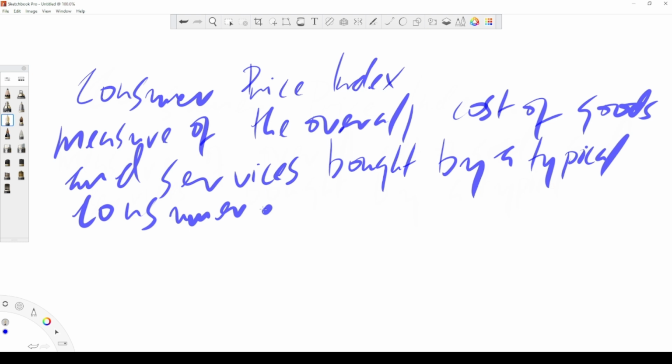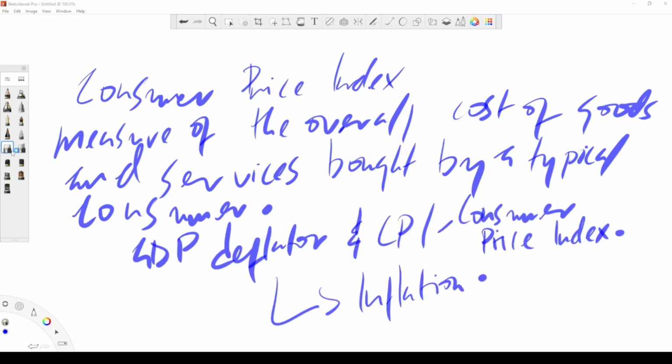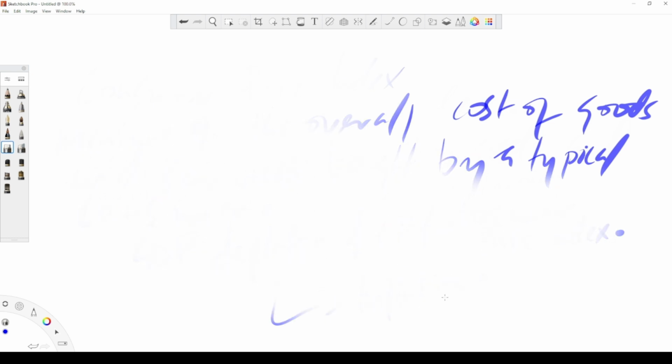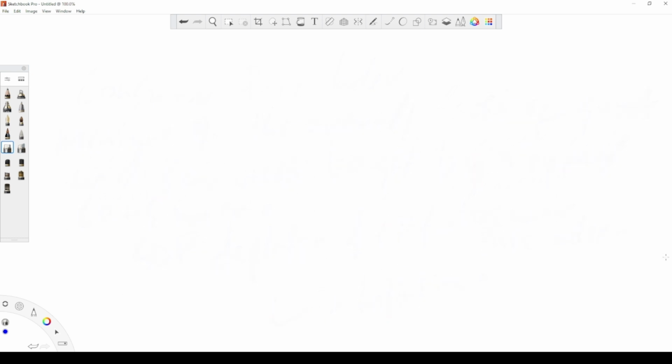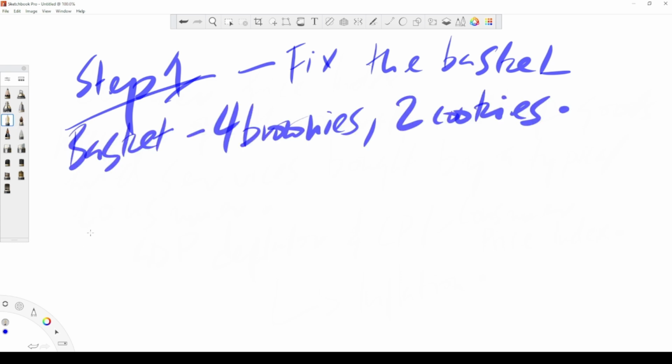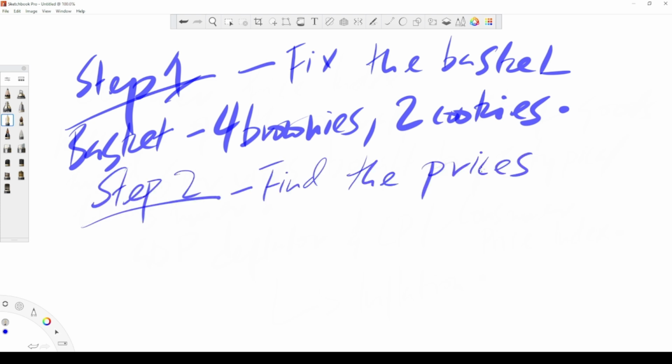So let's go through how to calculate the CPI. The first thing we'll do is fix our basket. In this example, my basket will have 4 brownies and 2 cookies. The second step is to find the prices. Here I'm going to go back 3 years.